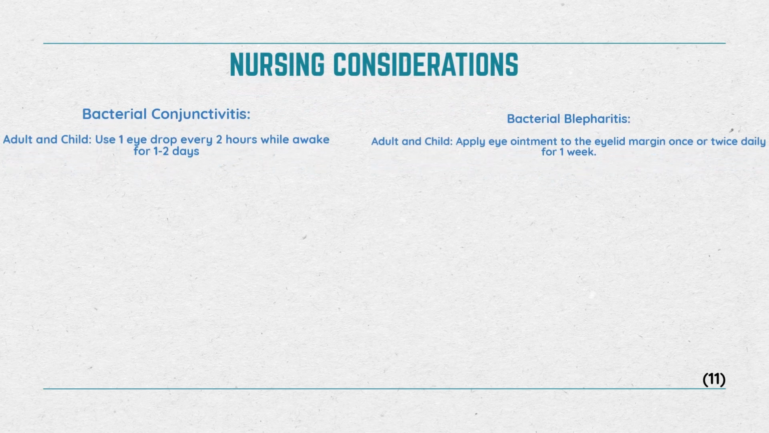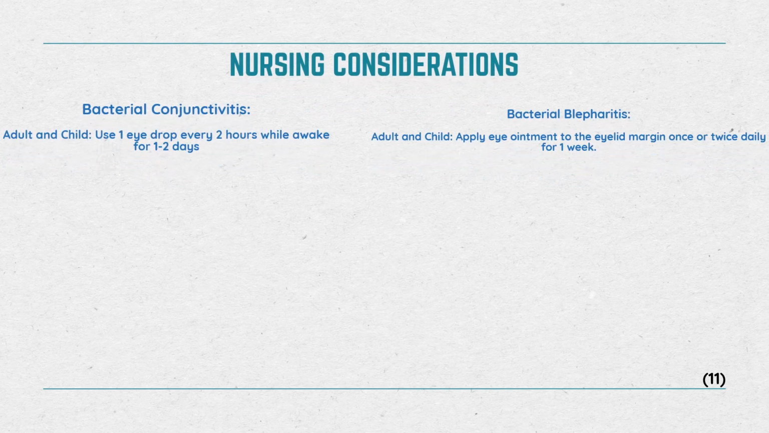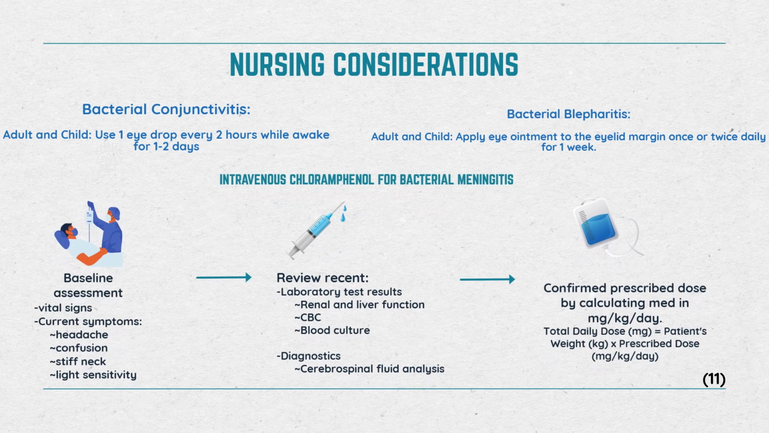While taking care of a patient with bacterial conjunctivitis, use one eye drop every 2 hours while awake for 1 to 2 days, and for adults and children with bacterial blepharitis, apply eye ointment to the eyelid margin once or twice daily for 1 week. While caring for a patient, prescribe intravenous chloramphenicol for bacterial meningitis.